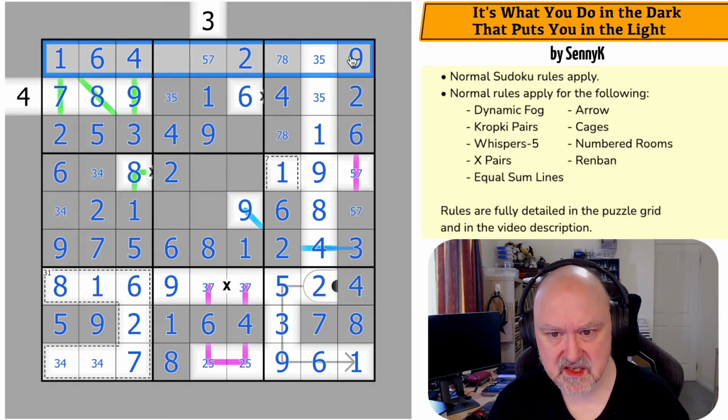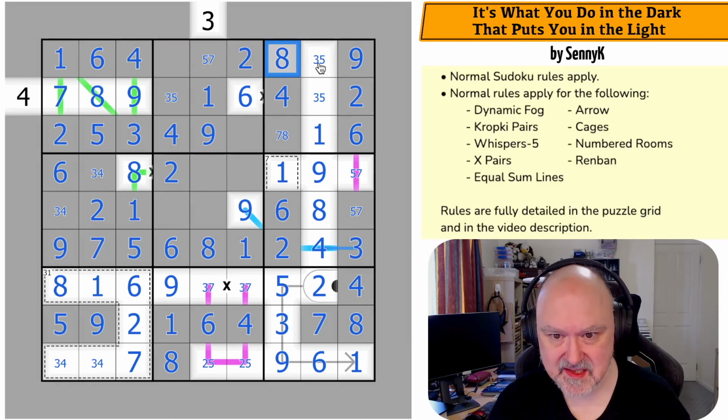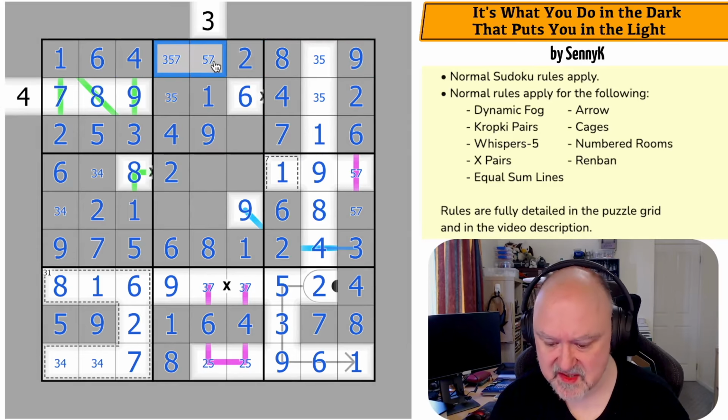Where's 8 in this row? Can't put 8 there, and I can't put 8 there because I can't make that a 3. So that's the 8. So that's the 7. This is 3, 5, or 7 for the row, which means 7 is in one of those two, but I know what this is. That is the 8 that's not been put in the box.